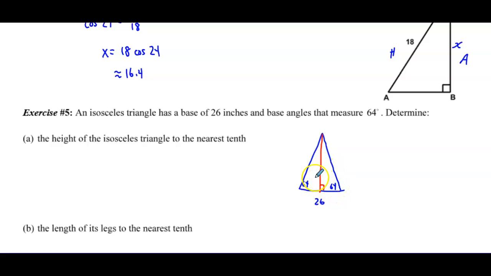In an isosceles triangle, that altitude is going to split this 26 equally, so I'll have a 13 and a 13. Okay, and so I want to find that height. All right, so I'll put a little h there for height.